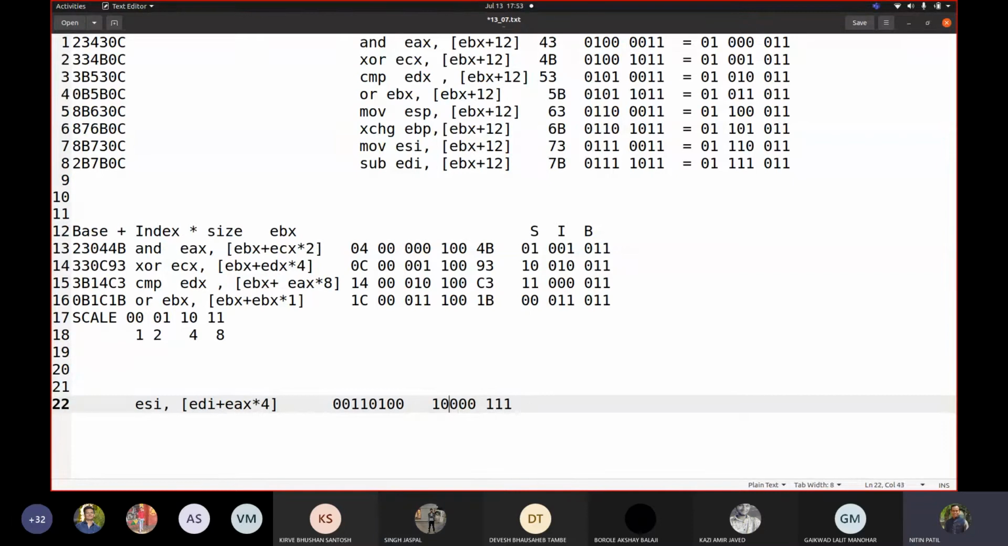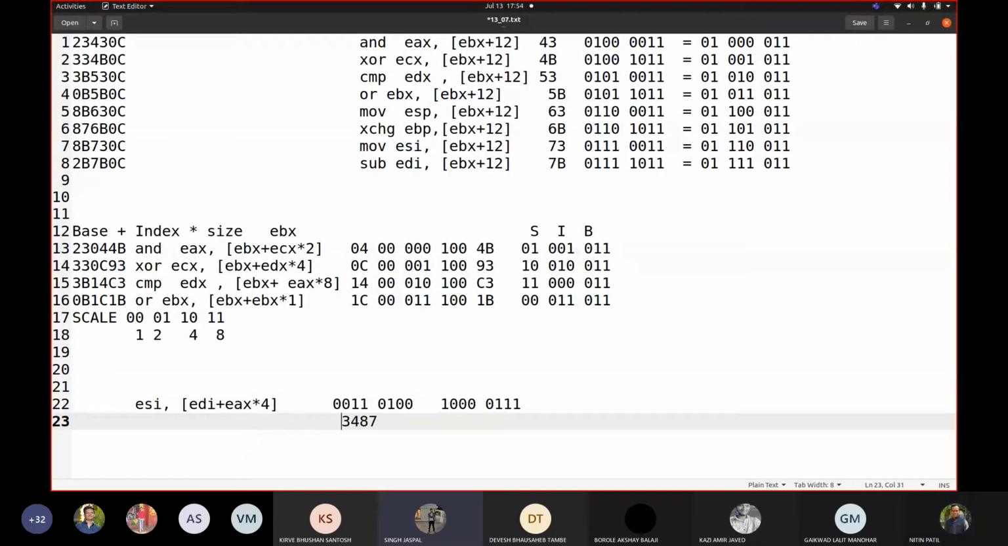If I combine this together now, what would be this number? What would be the mod in this case? So this would be 3 plus 4. So the mod RM byte would be 34, correct? And the next thing would be what? 8 plus, sorry, can I say 7? Am I right? Check this. How did this 34 come? This 34 is for this and this 87 is for this.